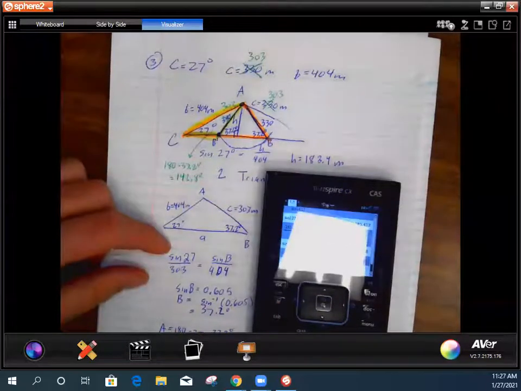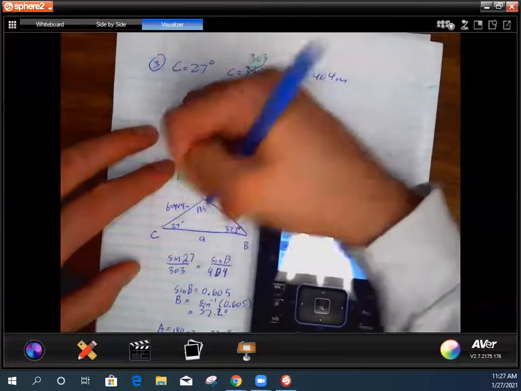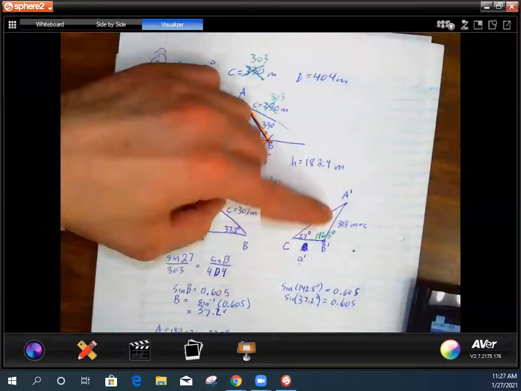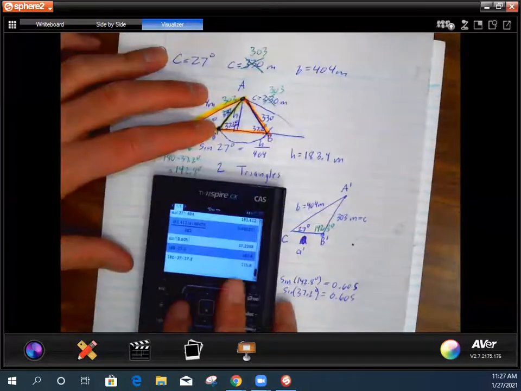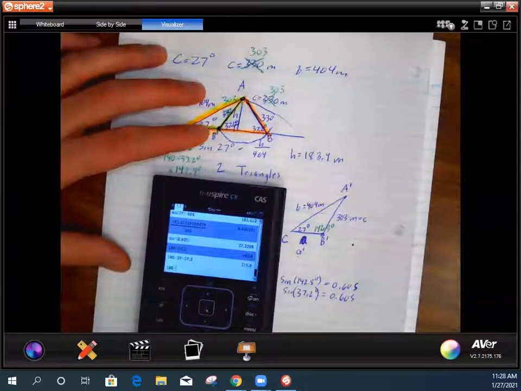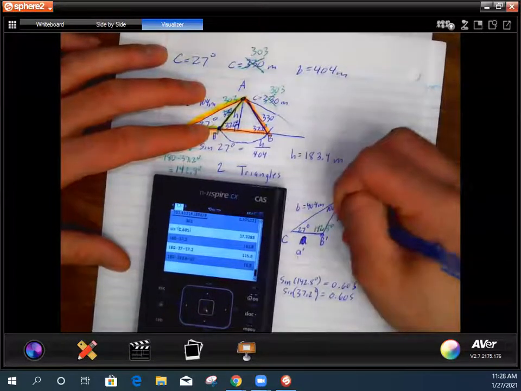So 180 minus 27 minus 37.2 gives us this angle here, which is 115.8 degrees. And this angle here is going to be 180 minus 142.8 minus 27, which makes this angle 10.2 degrees.